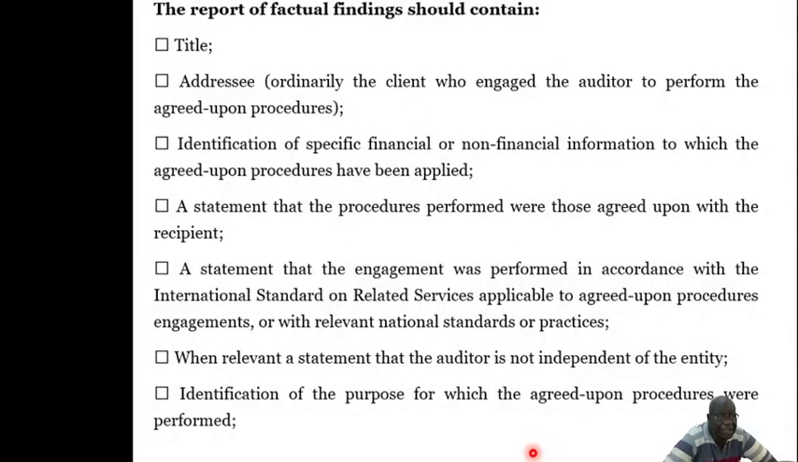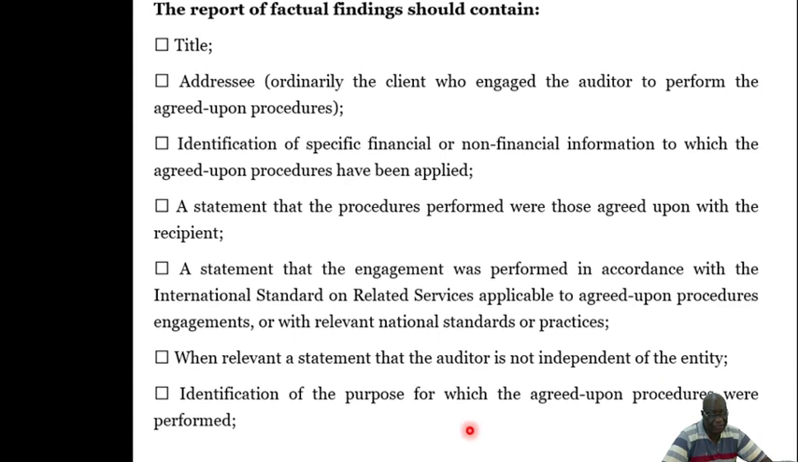How do you report on agreed upon procedures? The same thing. Title, addressee, identification of specific financial or non-financial what? Information, a statement that the procedures performed were those agreed upon, and then a statement that the engagement was performed in accordance with what? International Standard on Related Services. Then, when relevant, a statement that the auditor is not independent of the entity. Yeah, if it's not relevant, no problem.